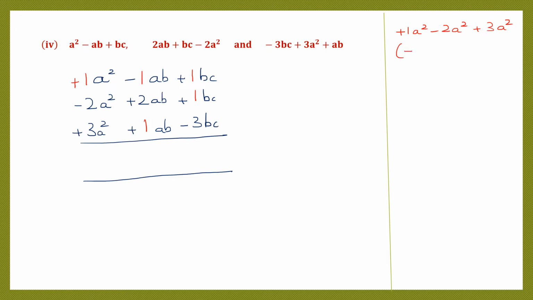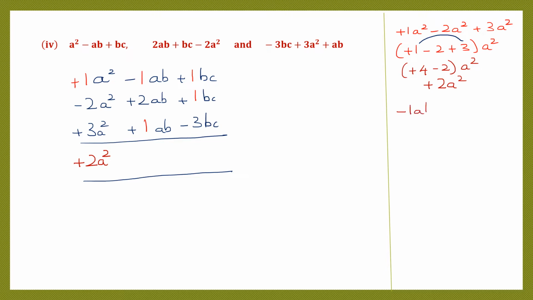Now take the numbers plus 1 minus 2 plus 3a square. Let's add up the numbers with a plus sign. So that will be plus 4 minus 2a square. Here signs are different, so put the sign of the bigger number and subtract. 4 minus 2 is 2a square. So that is plus 2a square. Let's write it down here. Plus 2a square. Now let's take AB.